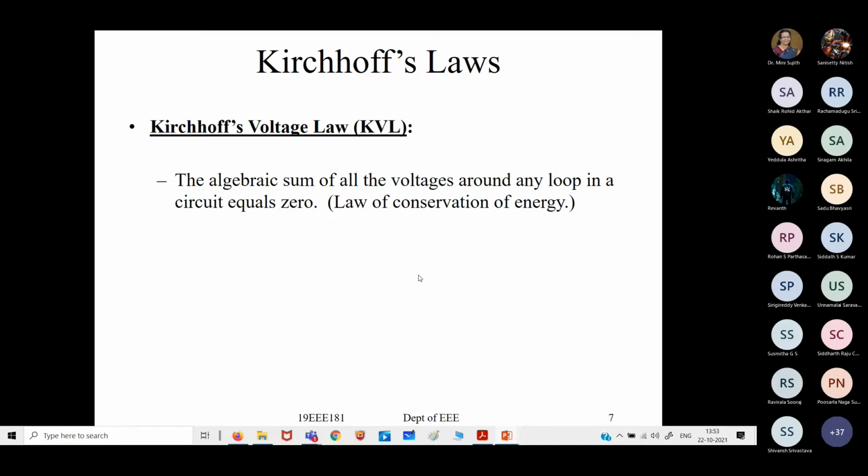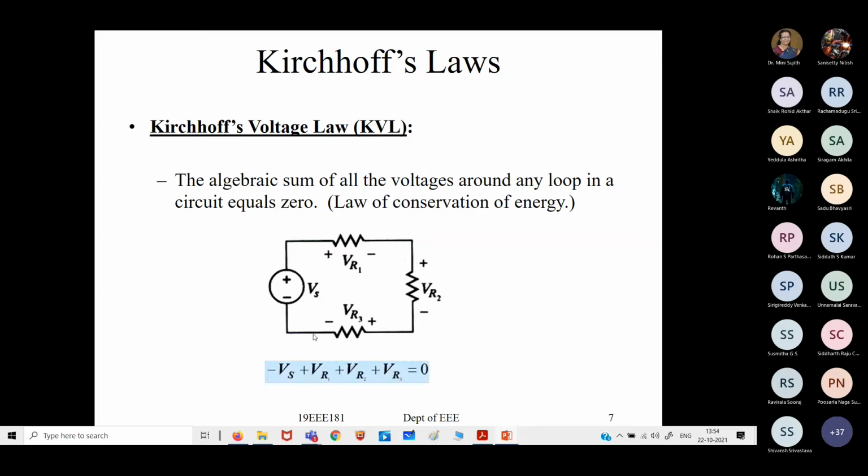Now coming to Kirchhoff's voltage law, the algebraic sum of all the voltages within a circuit is equal to 0. That is nothing but the law of conservation of energy. Suppose this is a circuit, so we have minus Vs plus Vr1 plus Vr2 plus Vr3 equal to 0. Otherwise, all the voltage drops will be equal to the voltage supplied. That way also you can interpret or write down the equation.